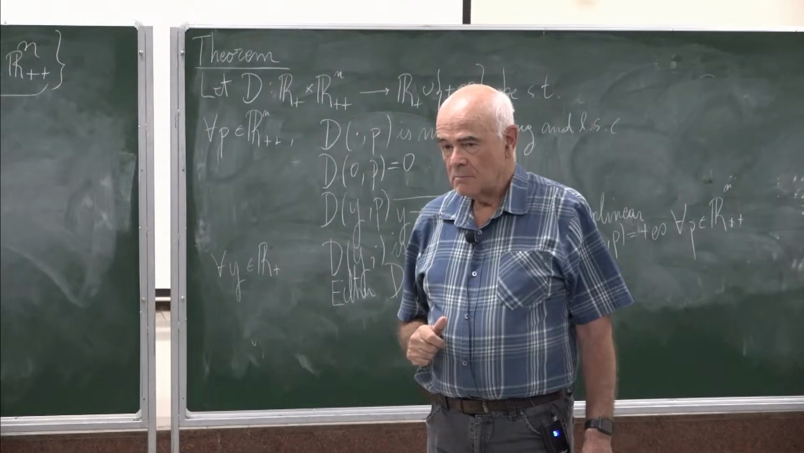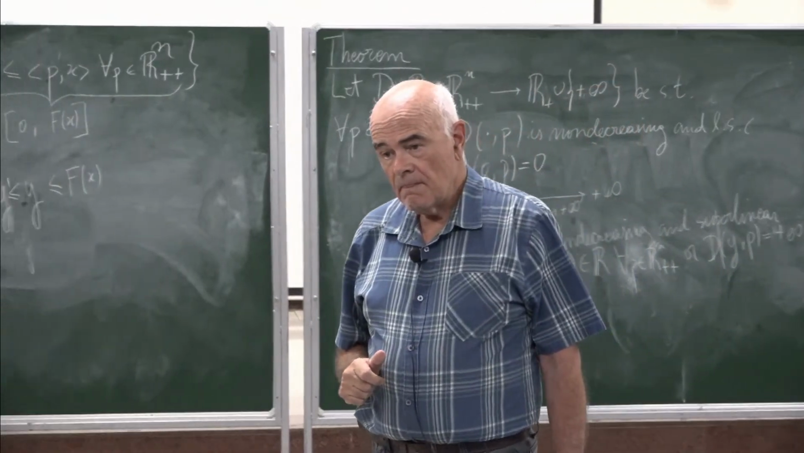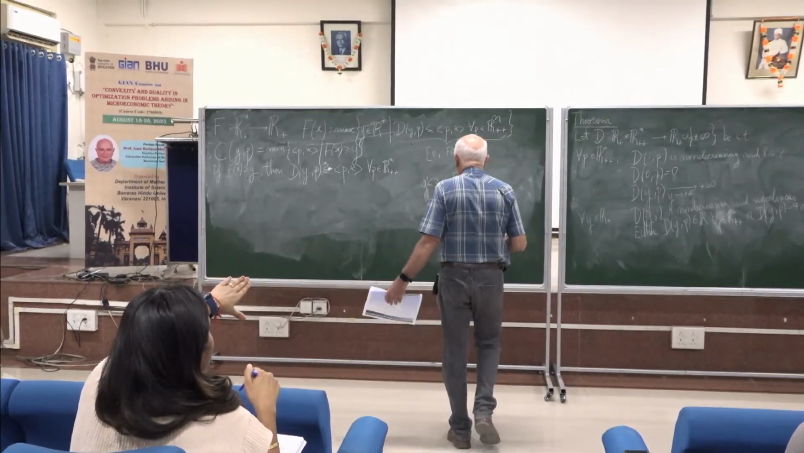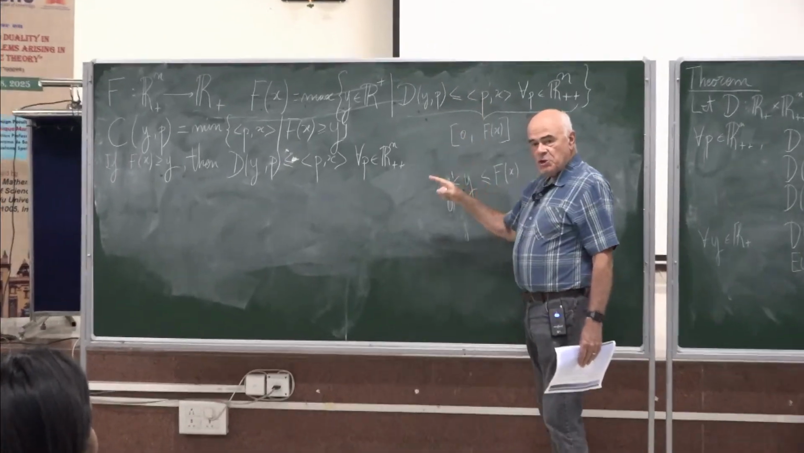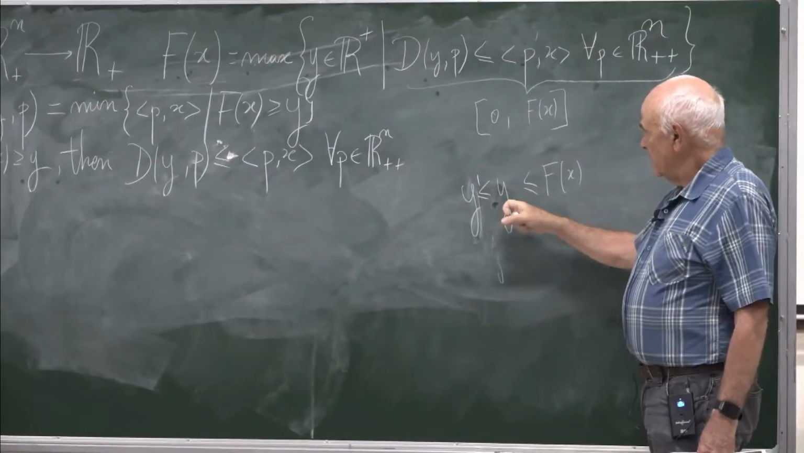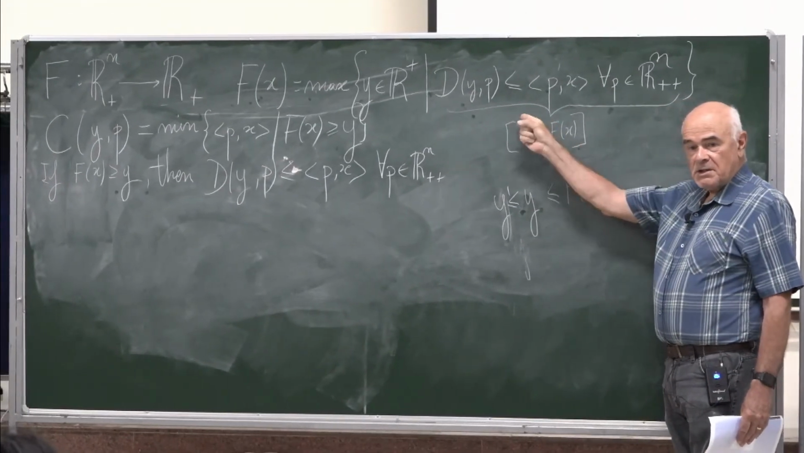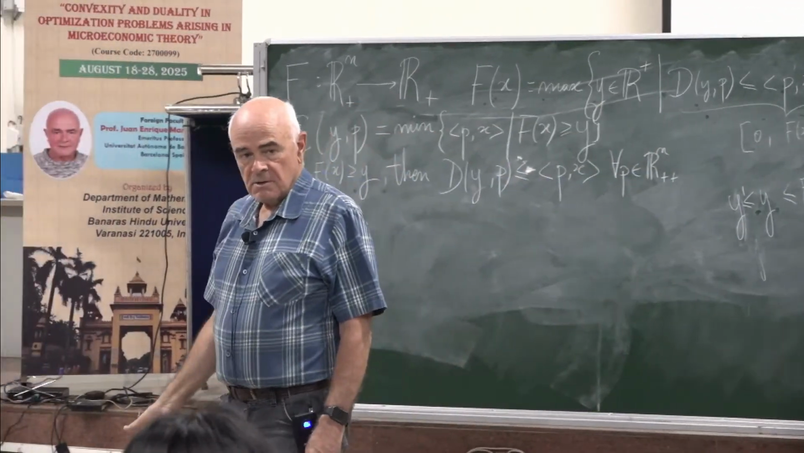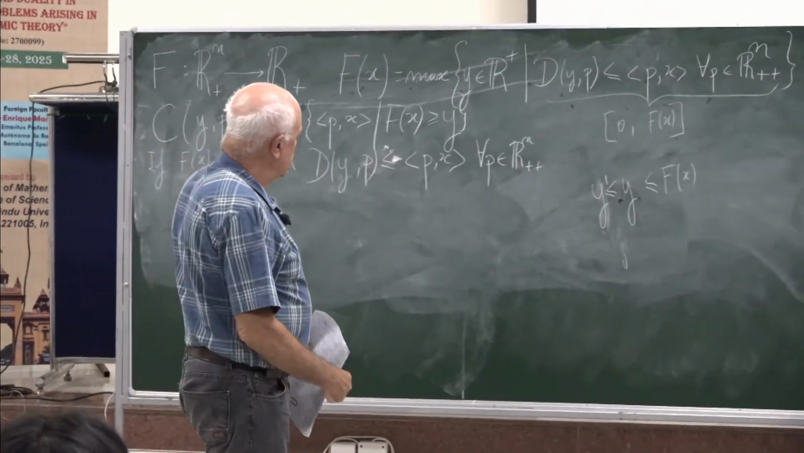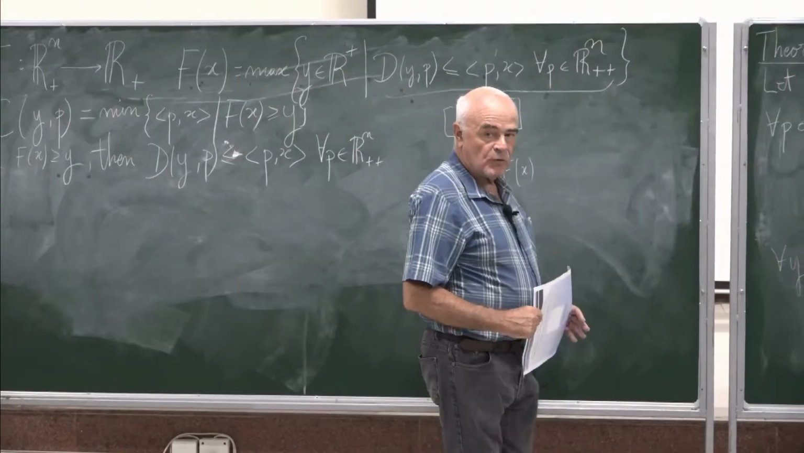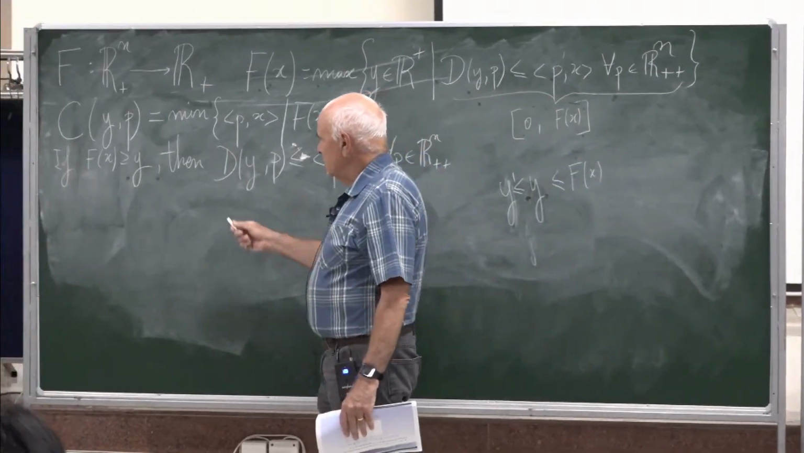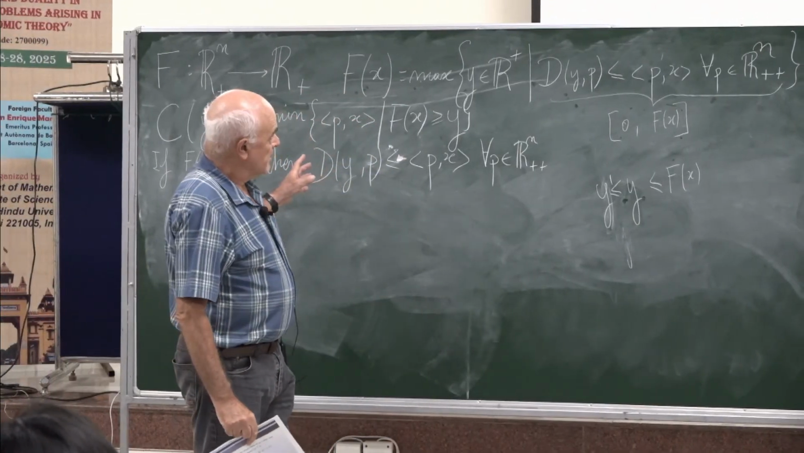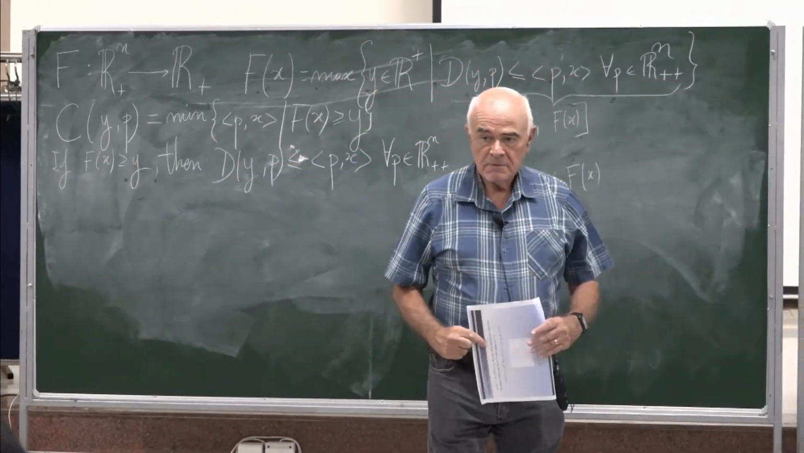Yes or no? Yeah. Any y satisfying this condition lies in the interval. And if y does not lie in this interval, it does not satisfy this condition because it is greater than the maximum y that satisfies this condition. Okay, so this is an interval, 0 f of x. And if I take one of those y's in this interval, then it satisfies all these conditions. That was the argument.